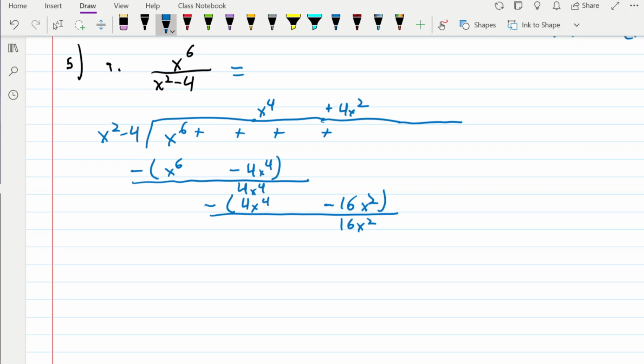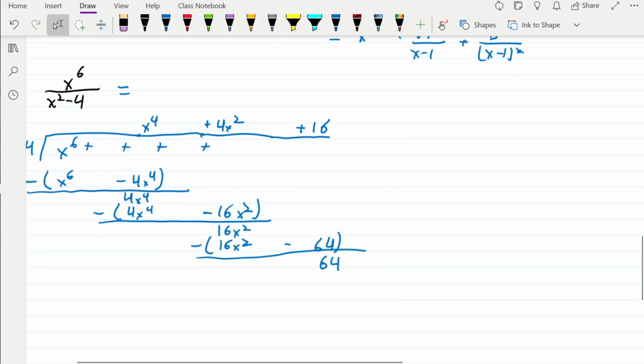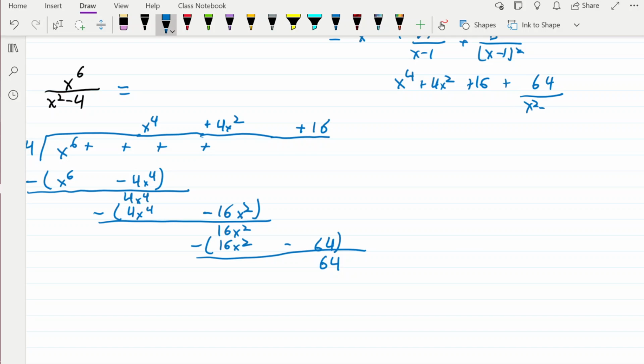And then we can take it out one more time, and then we can do that with plus 16. So in which we can then minus 16x squared minus 4 times 16 is going to be 64. Which means we're going to have 64 as the remainder. So now our statement is going to be x to the 4th power plus 4x to the 2nd power plus 16 plus 64 over x squared minus 4.